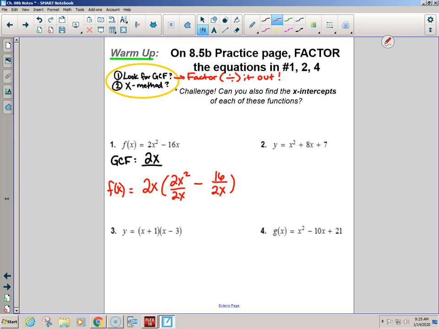Now, I know you guys have graphs on your paper. I left you some white space. We'll get to the graphs in a little bit. Right now, we're just trying to review factoring.